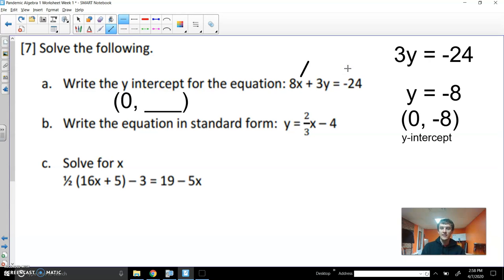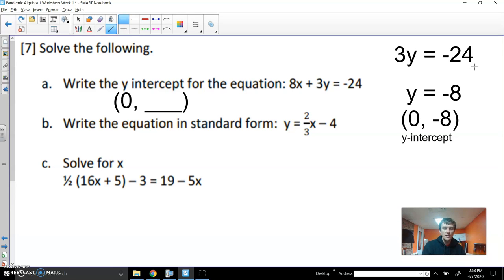If you are in my class, I call this the cover method. You cover the 8x because you're plugging in 0, and then we're going to solve by dividing that 3 to the other side, getting y by itself, solving for y being -8. So now I know that (0, -8) represents that y-intercept. Again, solve for y if you want, and I think you get -8/3 x minus 8, and that minus 8 is your answer. But let's look at B.